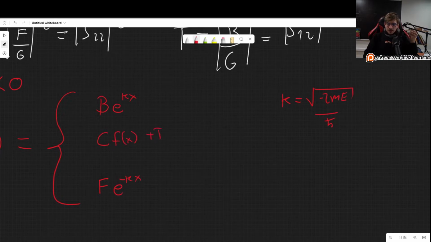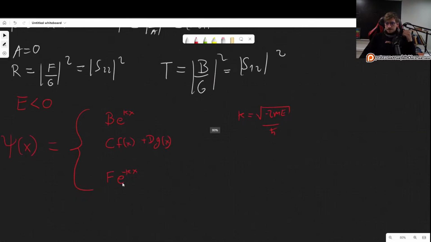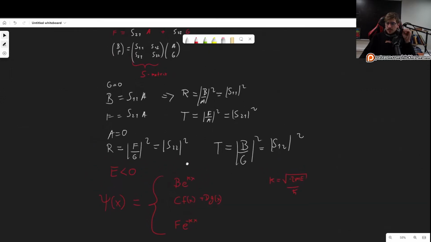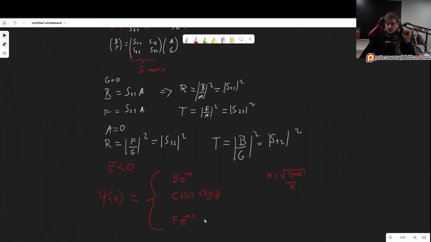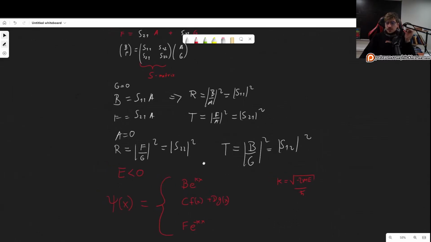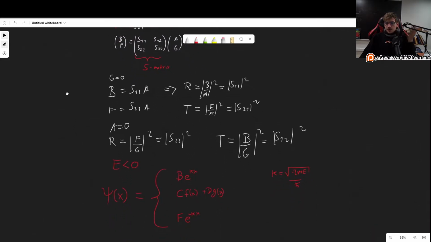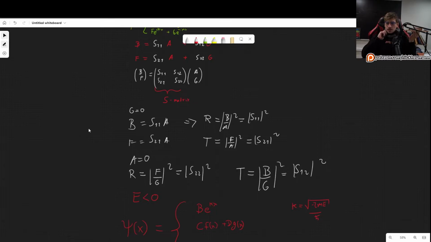C f of x plus D g of x. We have something in the middle. Now, notice that we have the exact same structure as before. The only difference is that now A and G are 0. So that means that we can use the exact same results that we already have, but this time, of course, take our values of A and G to be 0.